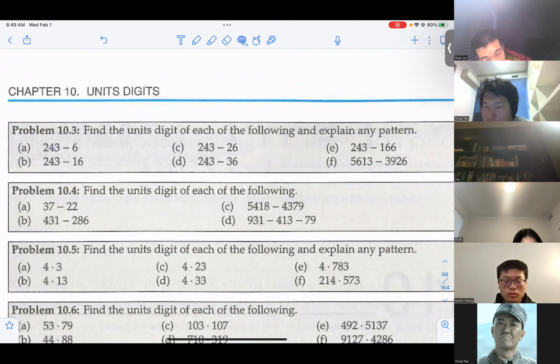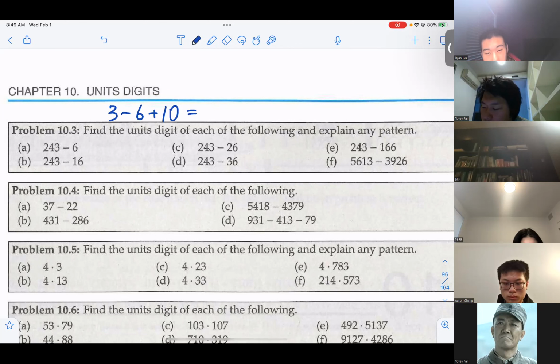So 3 minus 9, that's not enough. You borrow 1, it becomes 13 minus 9, right? So 3 minus 9, not enough, it's negative. So you have to borrow 1. And since it's in base 10, when you borrow 1, you're actually borrowing 10, right? And that means you have 7. So the unit digit will be 7.